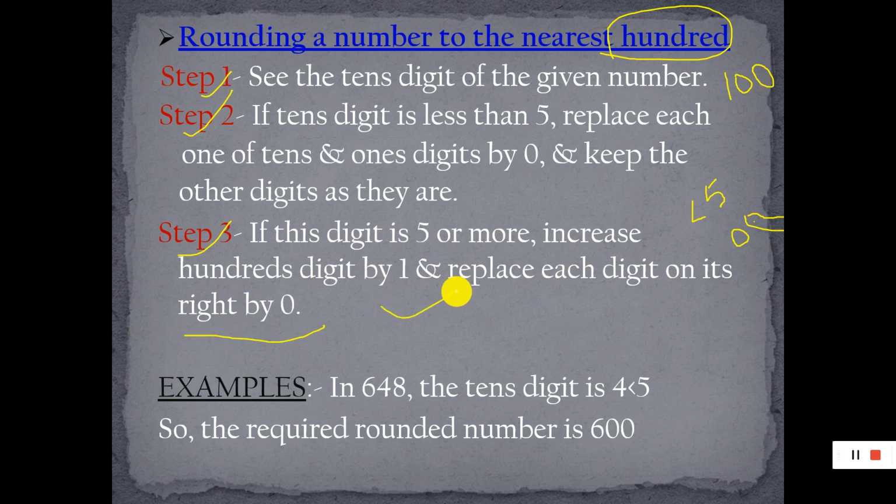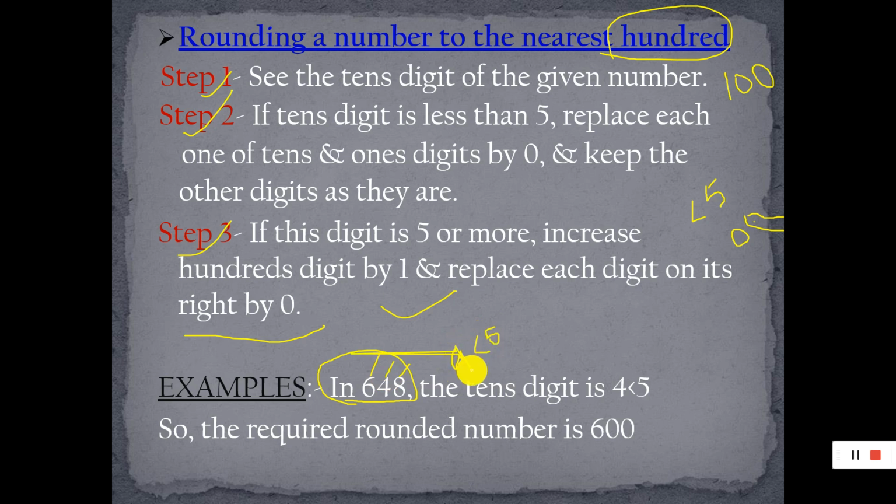For these rules, we take an example so you can easily understand. First example, in 648, you can write ones, tens, hundreds. First, see the tens digit. The tens digit is 4. 4 is less than 5.